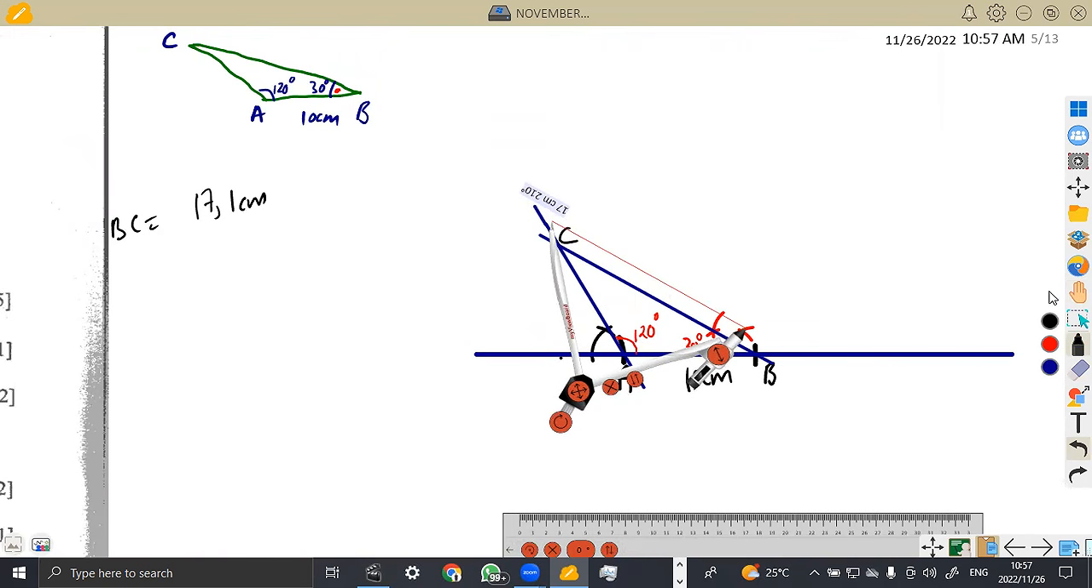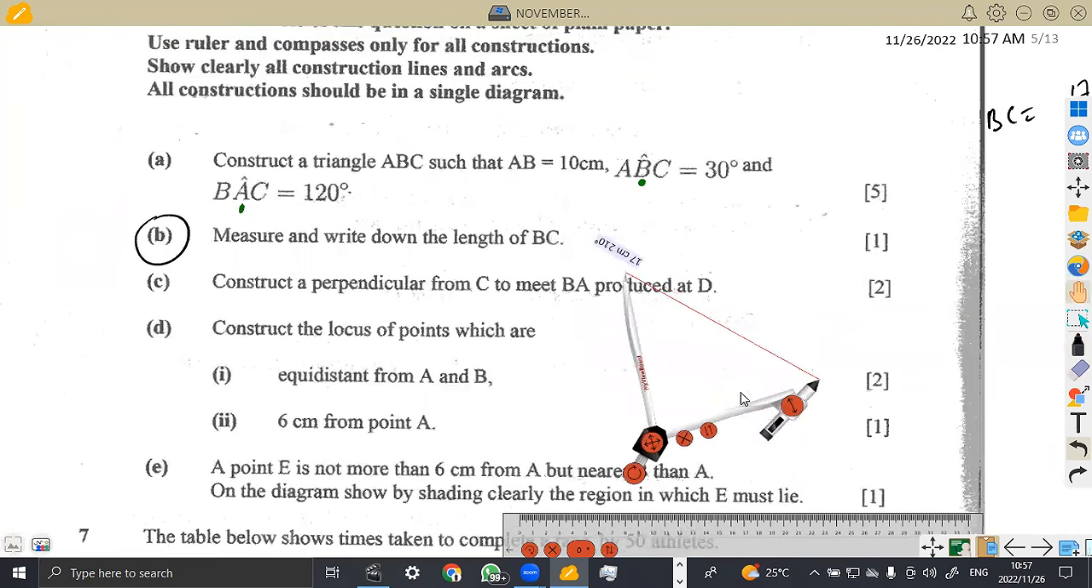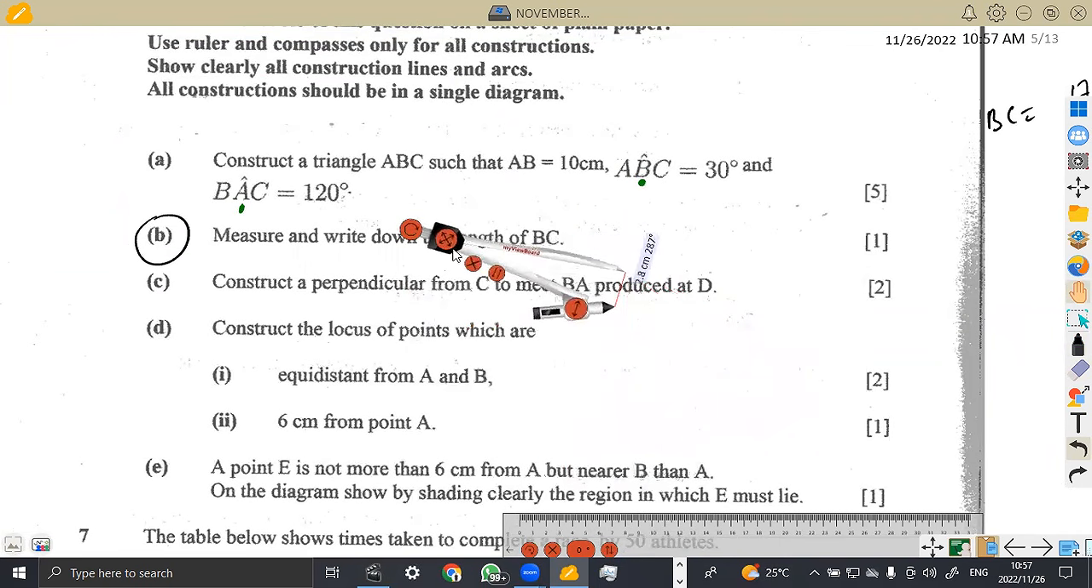And which item is this one? Okay, that's item 2 or item B. Let's check here. I just have to keep my instruments aside because I will need them. So that's BC. That's 1 mark. So you measure properly, okay?